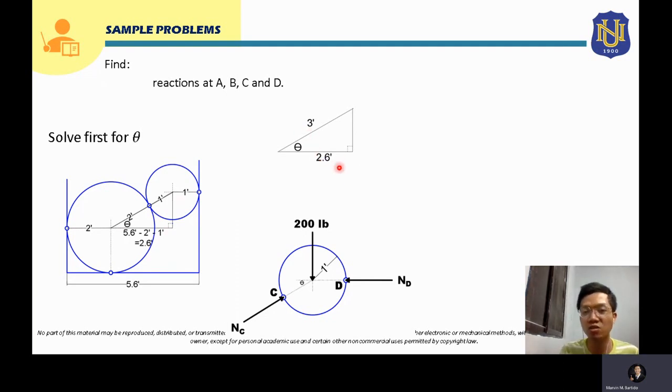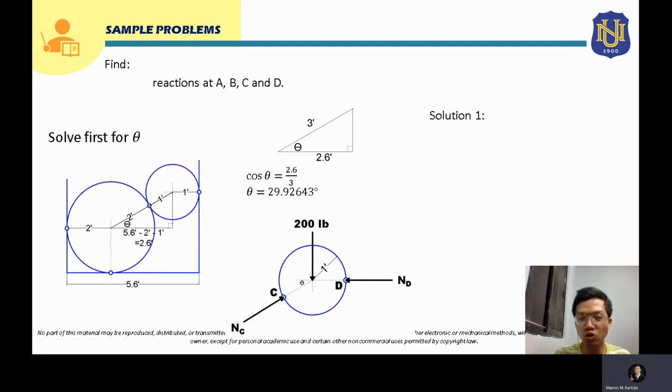So from here, we can solve for theta. We can use SOHCAHTOA here, since this is a right triangle. Since the available data here are the adjacent side and the hypotenuse, we can use cosine, adjacent over hypotenuse. So cosine theta will be equal to 2.6 over 3. Solving for theta, that will just be arc cosine of 2.6 over 3, and that will give you 29.92643 degrees. So that will now be the value of theta. We can now start solving for the free body diagram of this small cylinder.